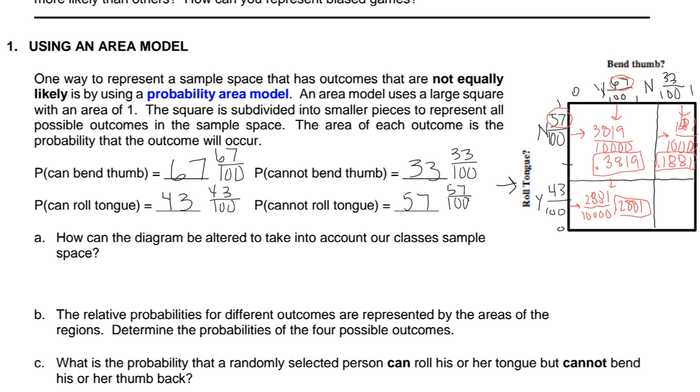And then this last box over here, you're going to multiply your fractions again one last time. 43 times 33 gives me 1,419, and then over 10,000 on the bottom. Plug that into your calculator, 0.1419. Okay, so I've got all of my probabilities. Now I can answer any question that it's asking me.